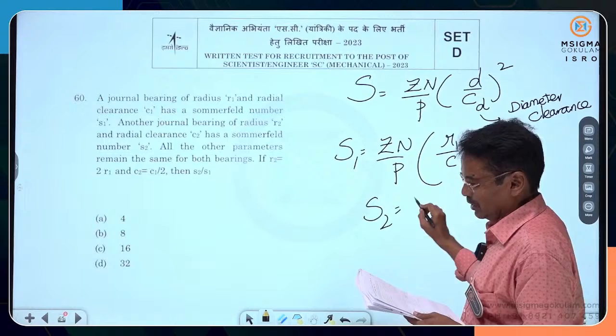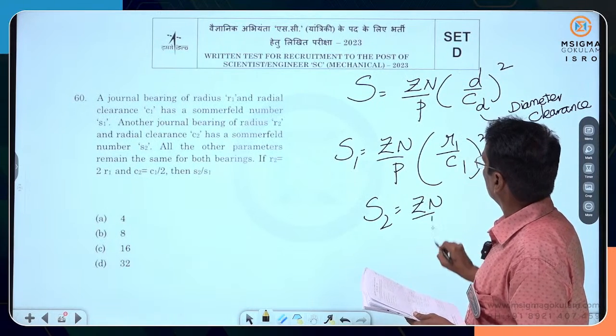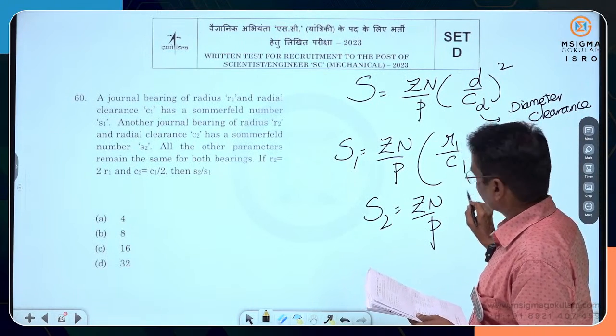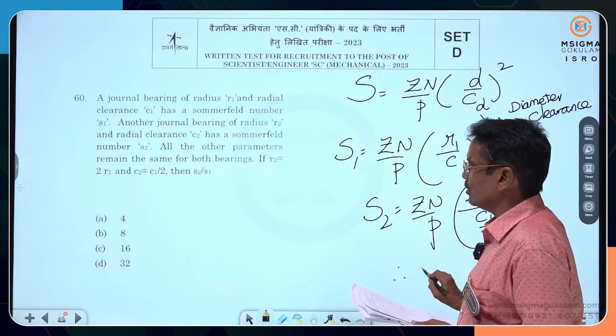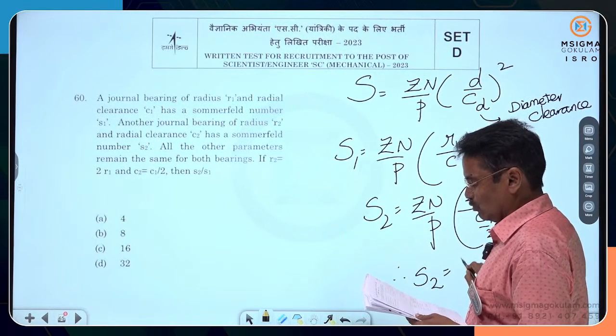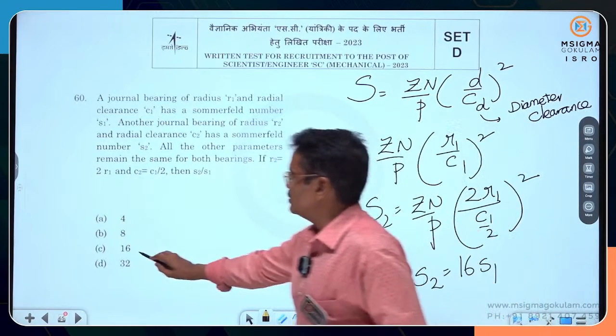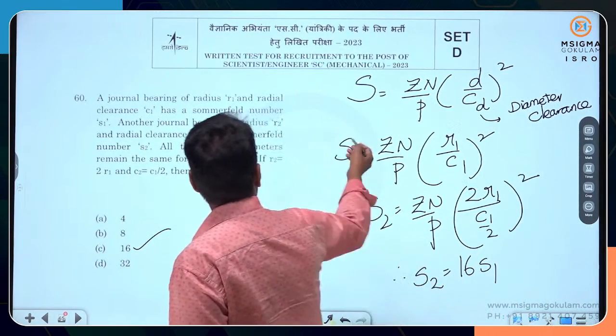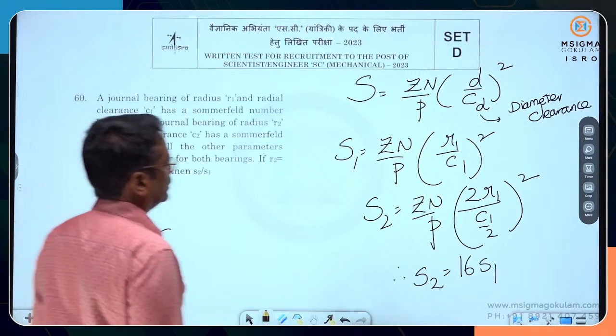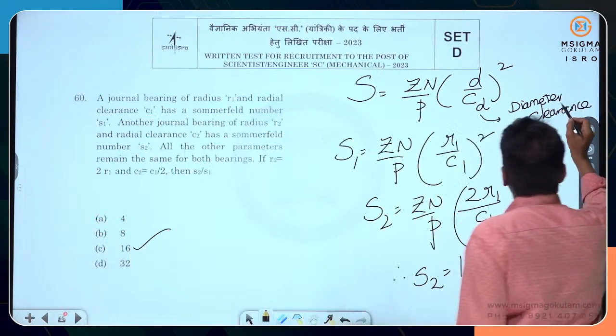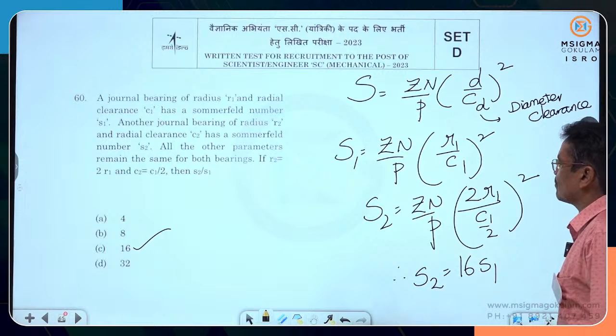S2 is Zn by P. Therefore, S2 is equal to 16 S1. So, answer is C. This is a Sommerfeld number. This is the diameter clearance. This is the radial clearance.